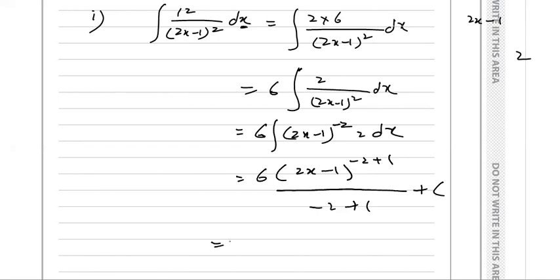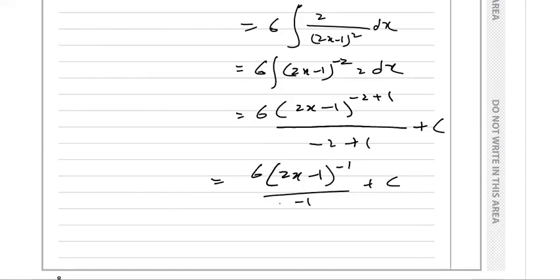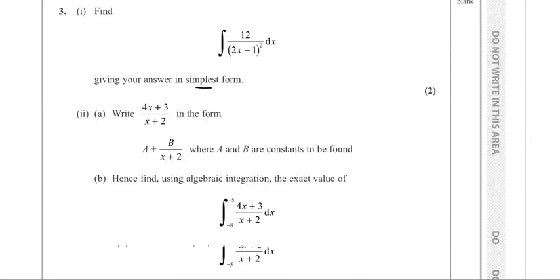So how will I write it in the simplest form? It will be 6 into (2x minus 1) to the power minus 2 plus 1, which is minus 1, divided by minus 2 plus 1, which is minus 1, plus the constant. I have to make the power positive. I can write it as minus 6 over (2x minus 1) plus c. I think no further simplification is possible for that one. So this is our answer to part 1, in the simplest form.